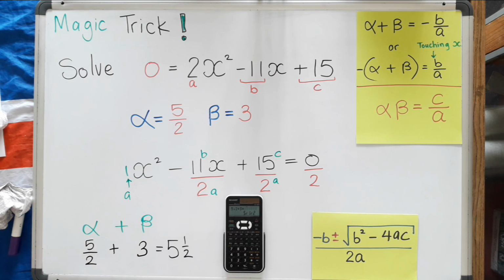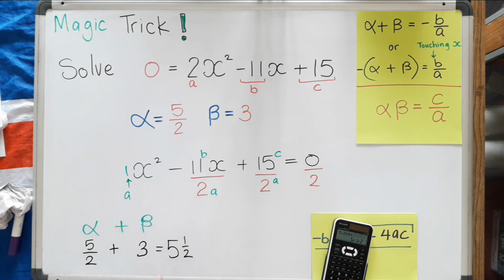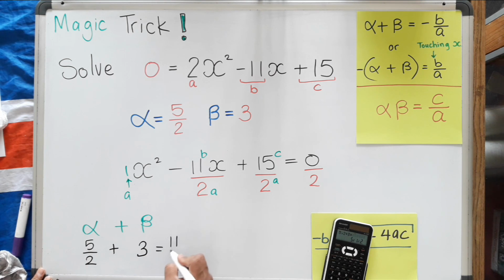5.5. Now it's also important in this topic to work in improper fractions. Right now we have a mixed fraction. So 5 on 2 plus 3 is 5.5. But if we convert this, we'll obviously get 11 on 2. 5 times 2 is 10, plus 1 is 11. So we will get 11 divided by 2.